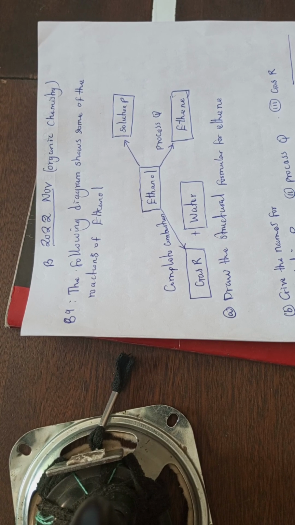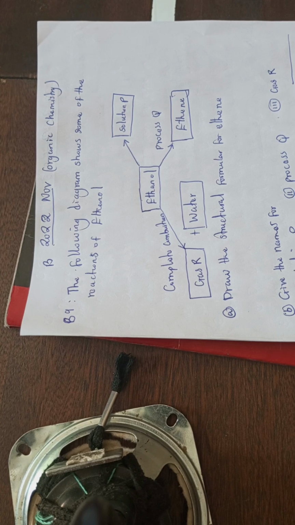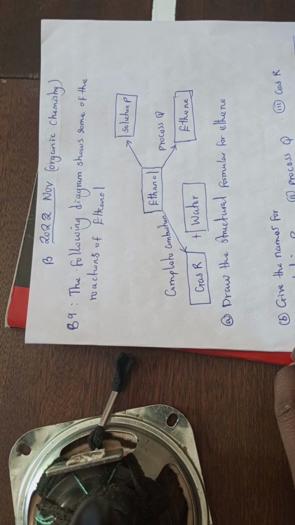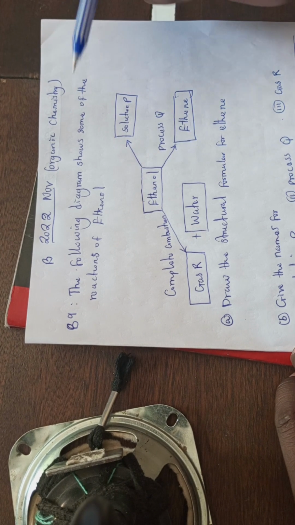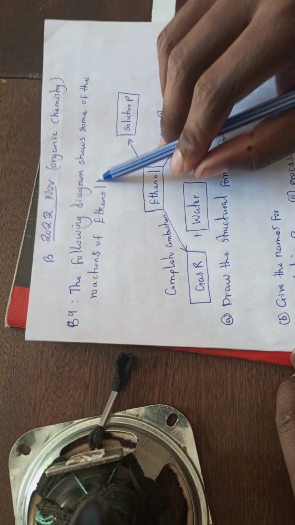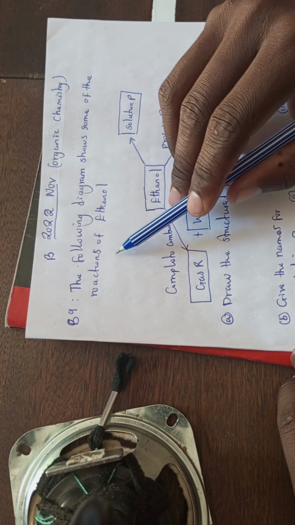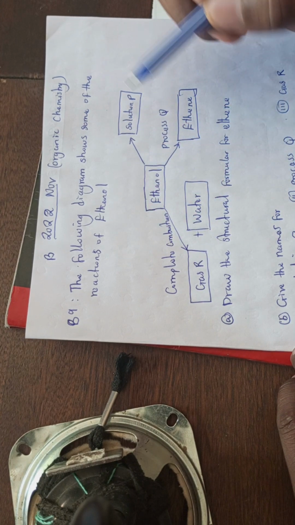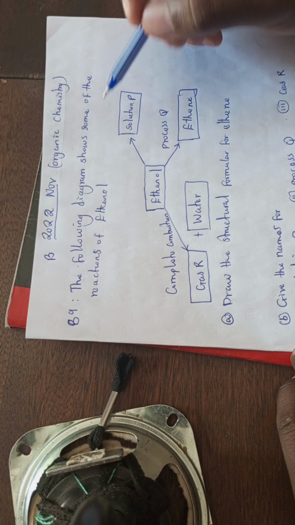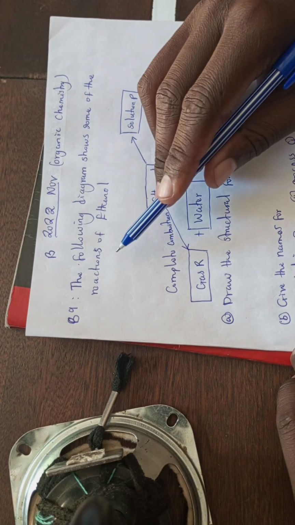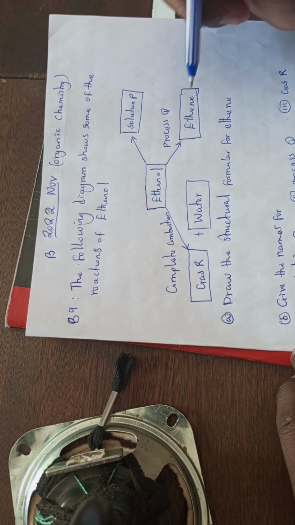Before I begin, one thing you should know about organic chemistry is just be mindful of knowing the chemical reactions. Once you know the chemical reaction, you are good to go. Let's progress. The first question reads, the following diagram shows some of the reactions of ethanol.